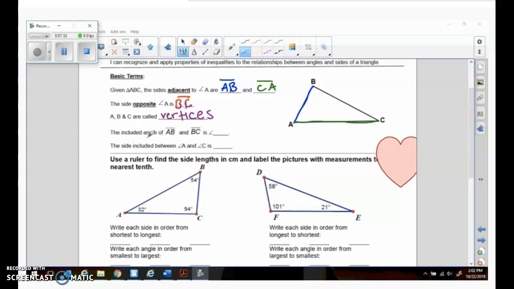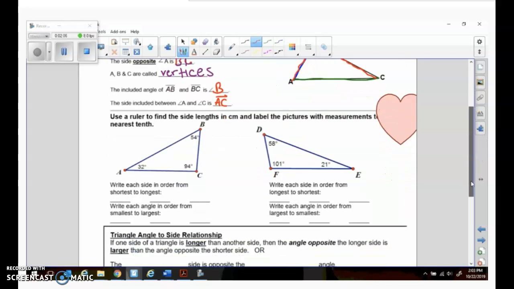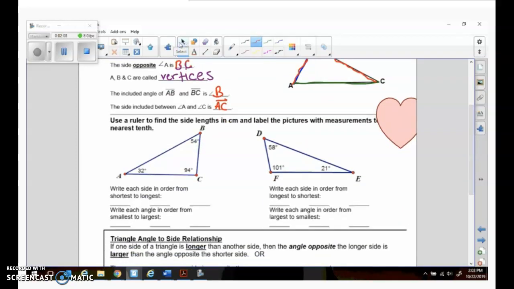Now, when we talk about included angles, when we talk about AB and BC, when we have two sides, we basically just mean the angle that those two sides form. So AB and BC will form an angle with B in the middle. So angle B. You could also call it angle ABC or CBA, but we'll just say angle B. And then the included side of two angles is the side that connects them, so AC.